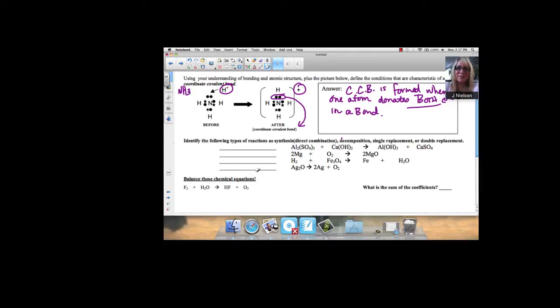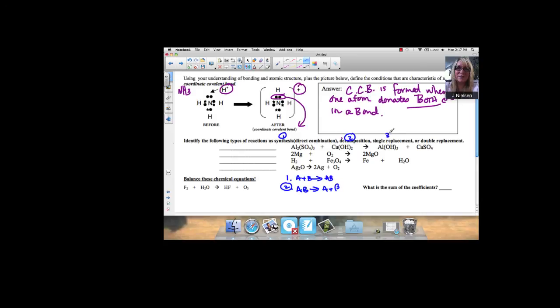Let's take them one at a time, just a quick review. Number 1, synthesis. Synthesis is like marriage, A plus B, two things coming together to form a union, AB. Decomposition, number 2, decomposition is like divorce. You take that union, AB, and you split it up into its constituents.